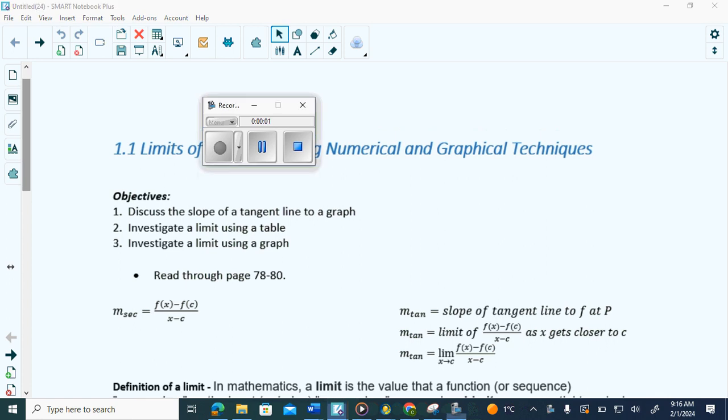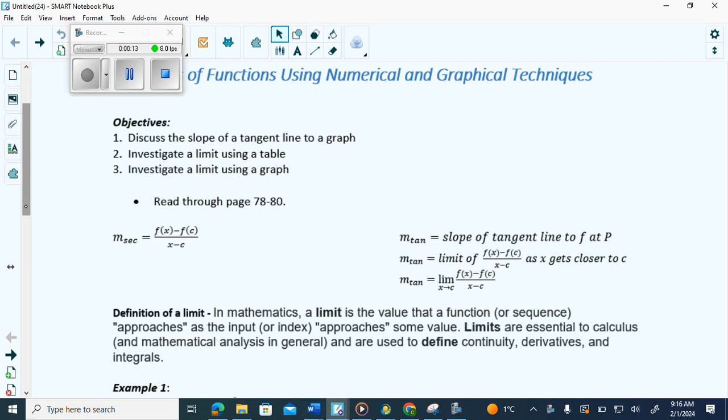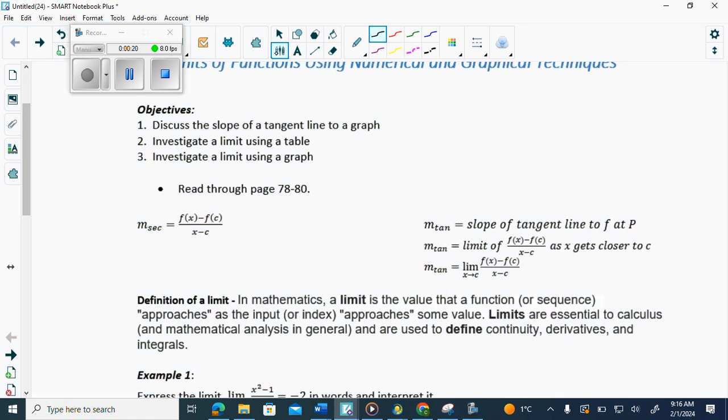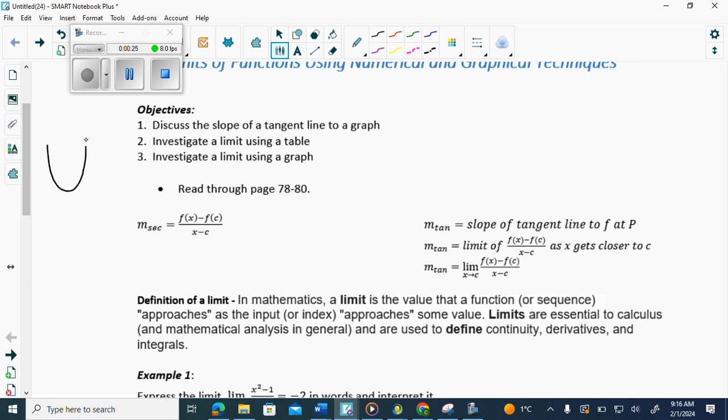That is limits. Limits of functions using numerical and graphical techniques. Discuss the slope of a tangent line to a graph. A tangent line just touches in one spot, right? So if we had a quadratic or a parabola, and this was the point, the tangent point would be like this, and that line would only touch in one spot, right? Tangent. Secant is two spots.